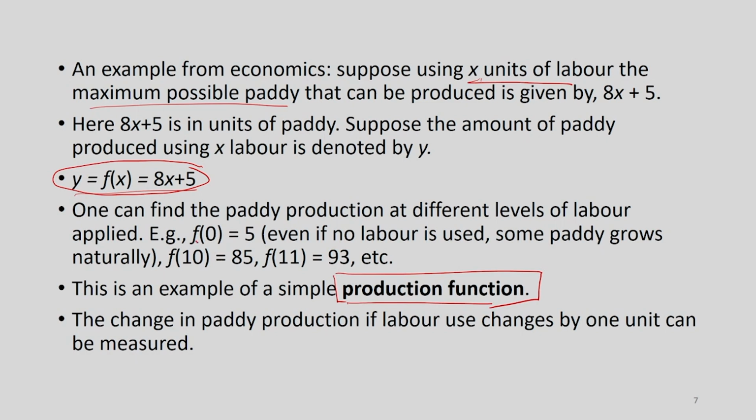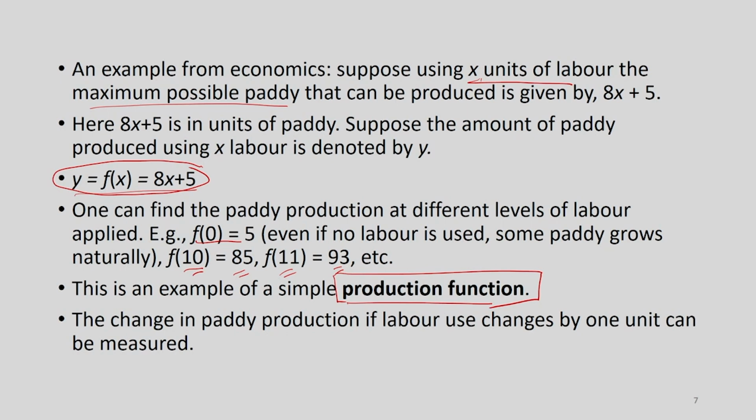For example, if you take x equal to 0, you get y equal to f of 0, which is equal to 5. So, what is the interpretation of that? It means that even if no labor is used, we can still see some production taking place, which is equal to 5. And if x rises to 10, output rises to 85. If it rises further to 11, it rises to 93, and so on.